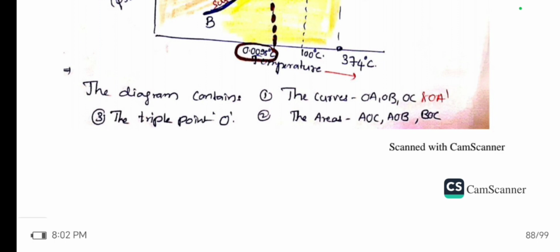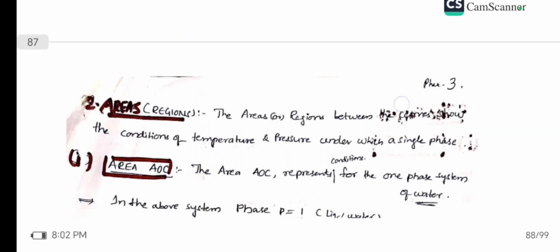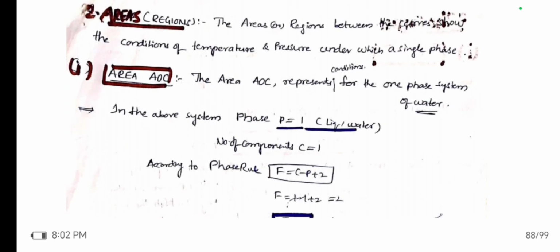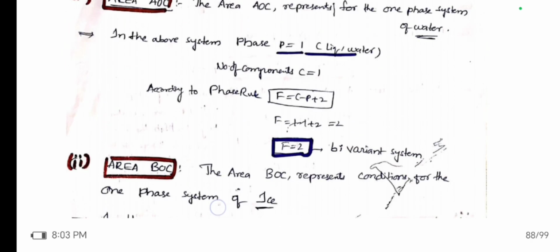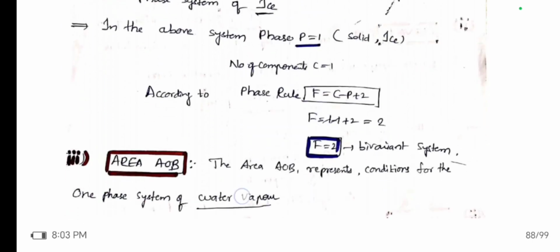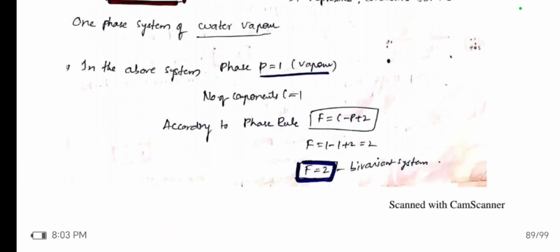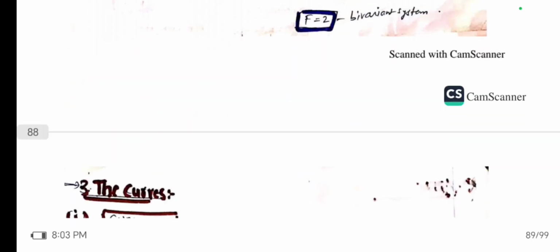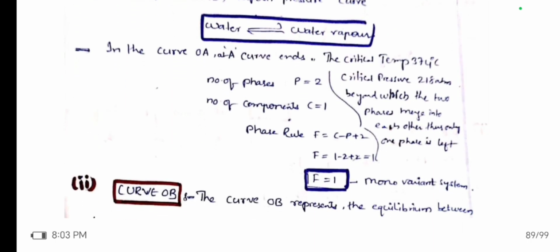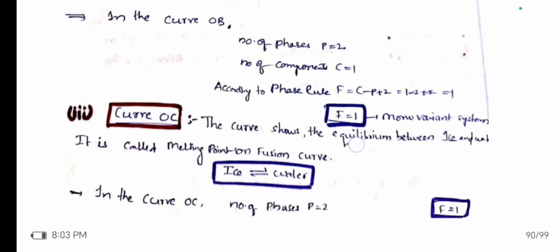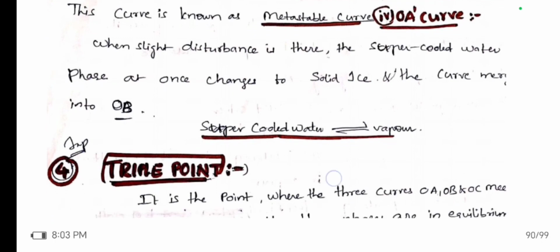Okay, here the diagram contains curves, triple point, areas, and your aim is to find out the F value by substituting component is one and phases by substituting different phases. Okay, all areas are the same, AOC, BOC, like that. In all areas you will get F is equal to 2. Remember, area 2. In curves, F is equal to 1. At triple point, F is equal to 0.